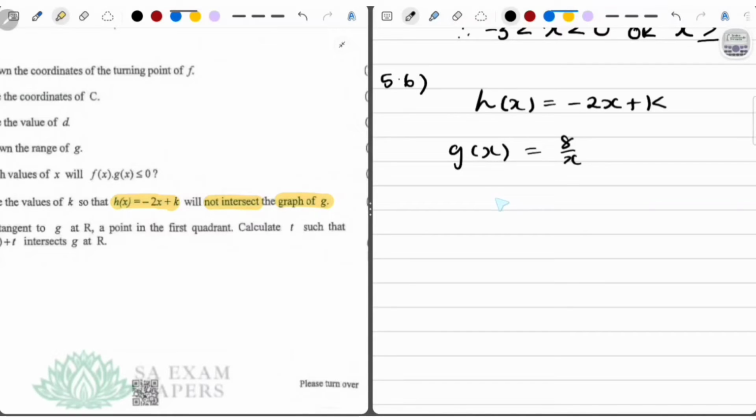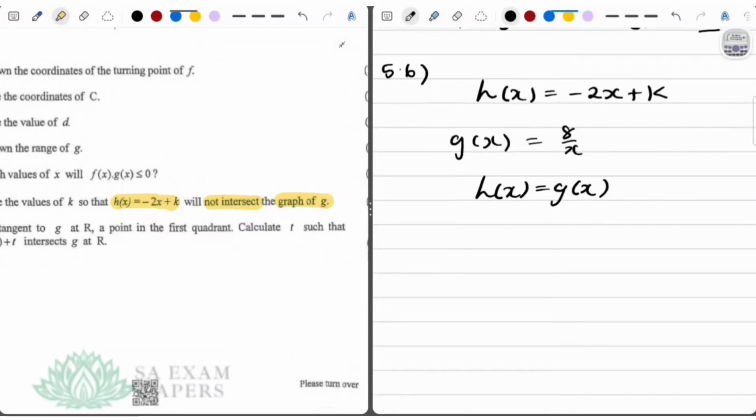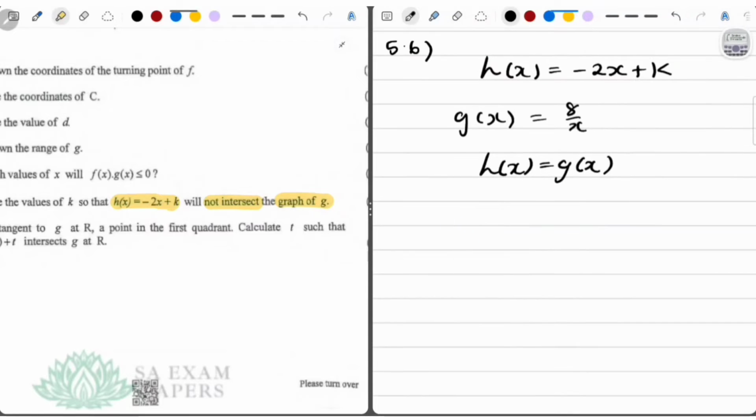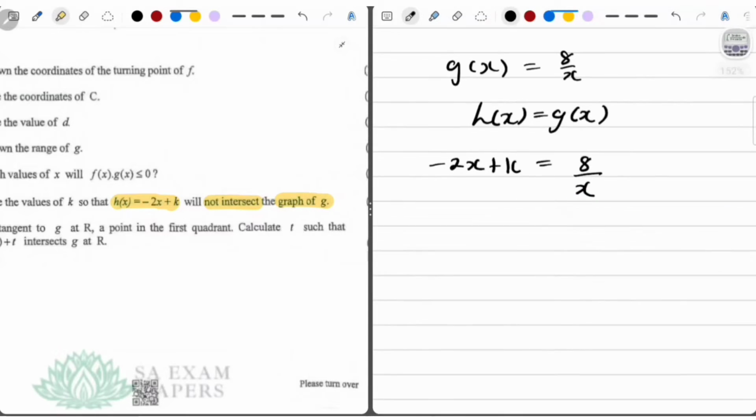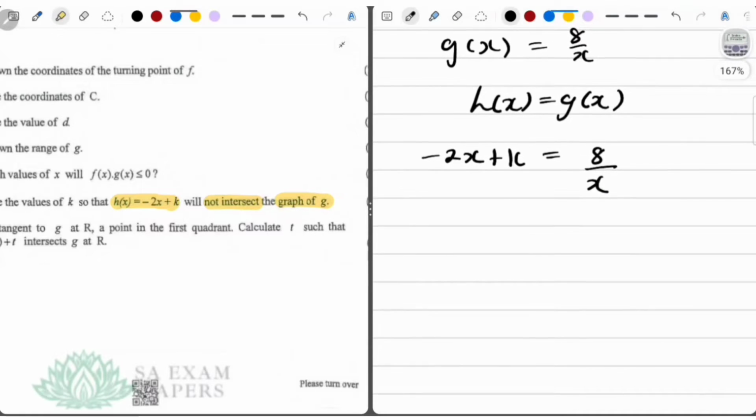So I'm going to make them intersect first. I'm going to equate them, make h of x equal to g of x. Then I'll tamper with that equation so that I can make them not intersect using delta. So I'm going to say negative 2x plus k is equal to 8 over x. This is not going to be the values of k; this is just saying that they do intersect. Then I'm just going to have to simplify this a little further.